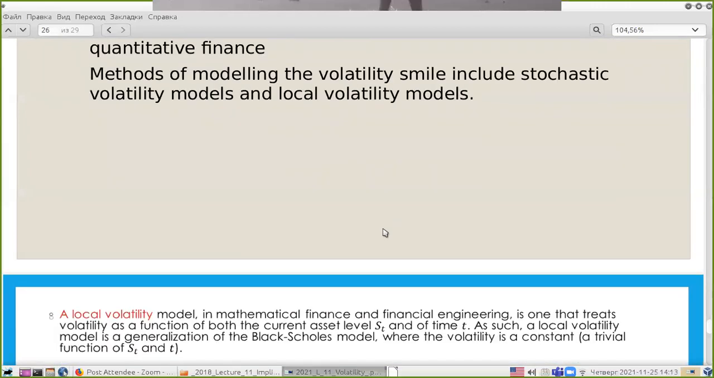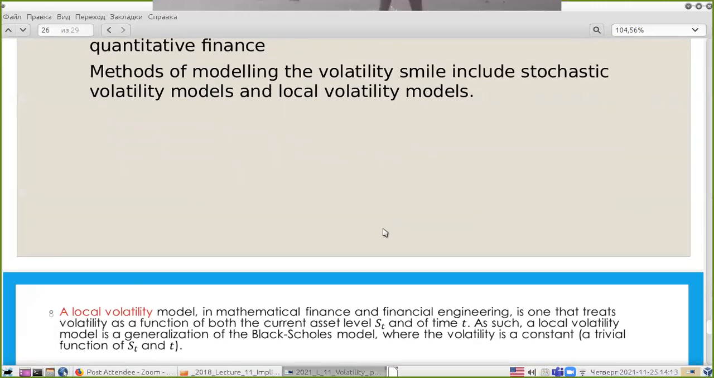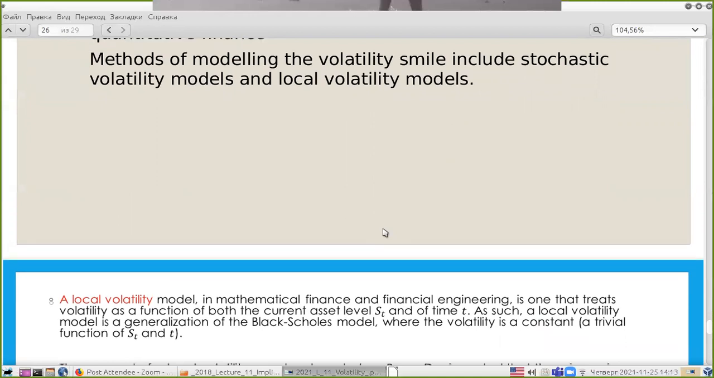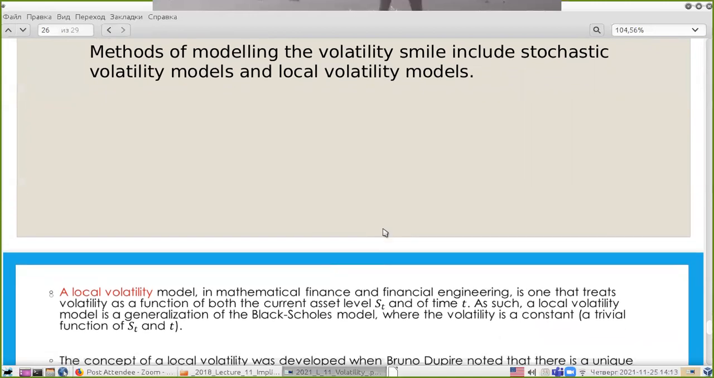So after today's lecture, you should find implied volatility using Excel and using Python, and construct a graph which demonstrates a smile of volatility, and you should do this in your practice on your problem set.